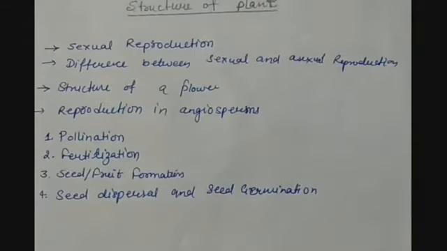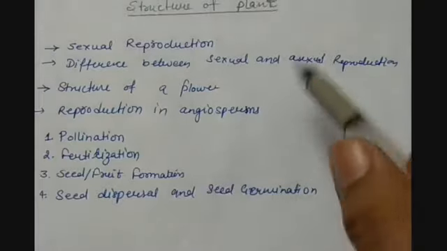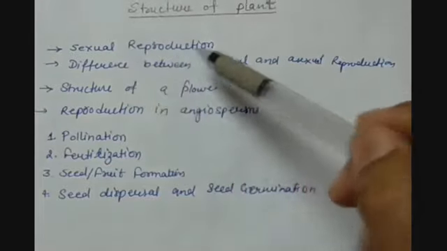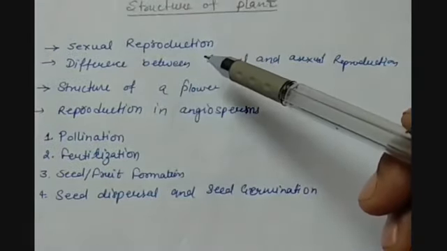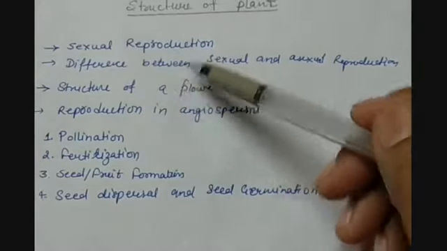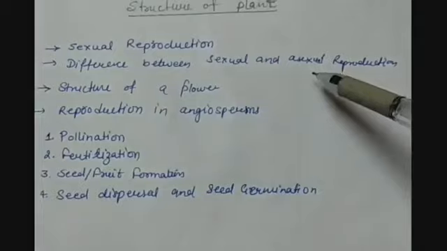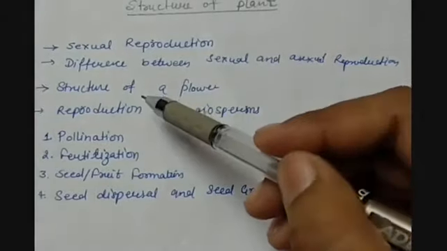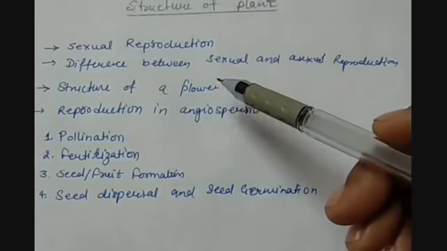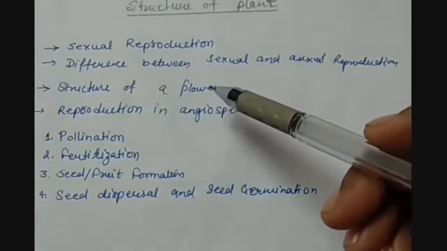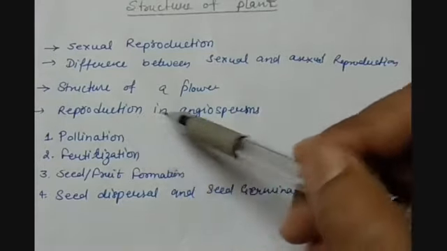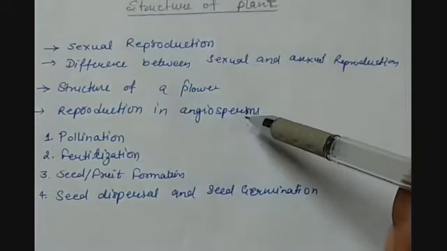So this is it for today's lecture. Let us summarize our lecture once. In today's lecture, we have understood what sexual reproduction is. The mode of reproduction in which two parents are involved is called sexual reproduction. Then we have seen the differences between sexual and asexual reproduction. We understood the various parts of the flower, and where the male and female sex cells are present inside the flower. Then later we studied the reproduction in angiosperms, the flowering plants.